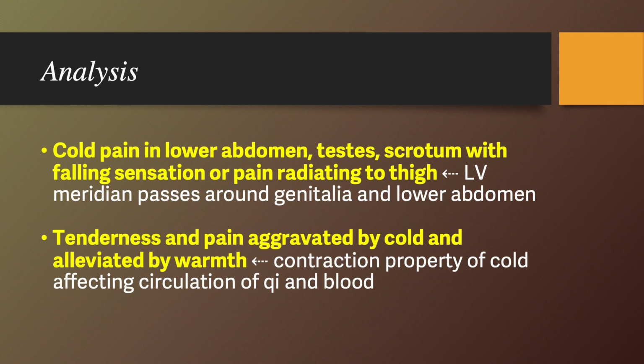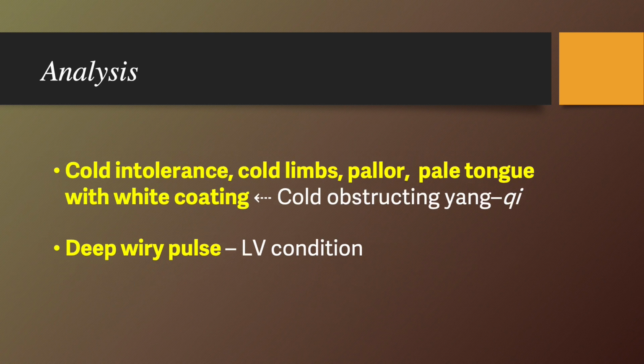Cold has the property of contraction and can affect the circulation of qi and blood, leading to tenderness and pain that can be aggravated by cold and alleviated by warmth. Cold can obstruct yang qi and thus cause cold intolerance, cold limbs, pallor, and a pale tongue with a white coating. A deep wiry pulse is indicative of a liver condition.